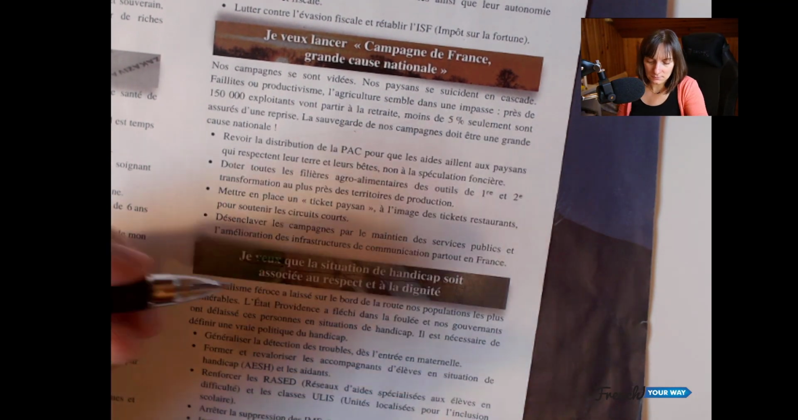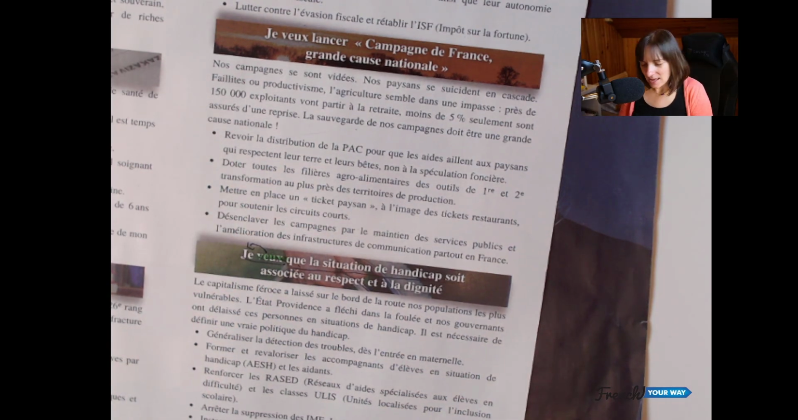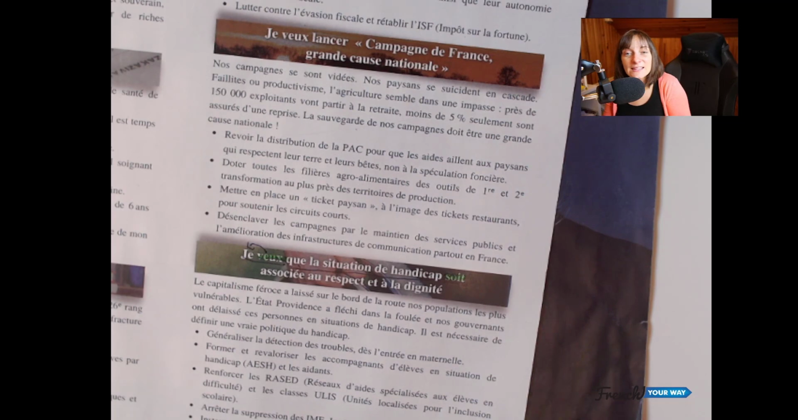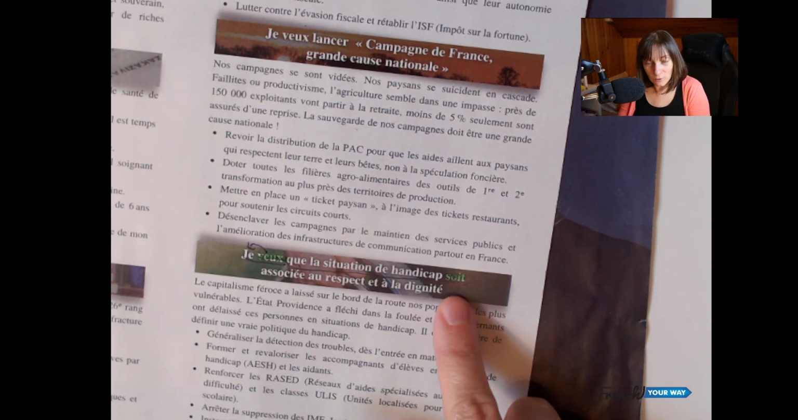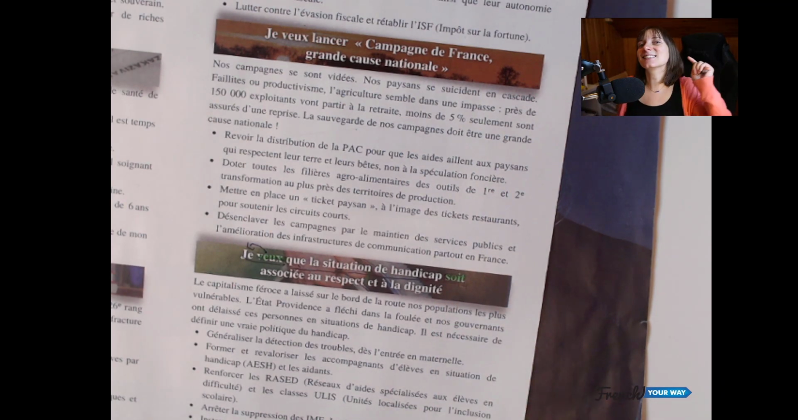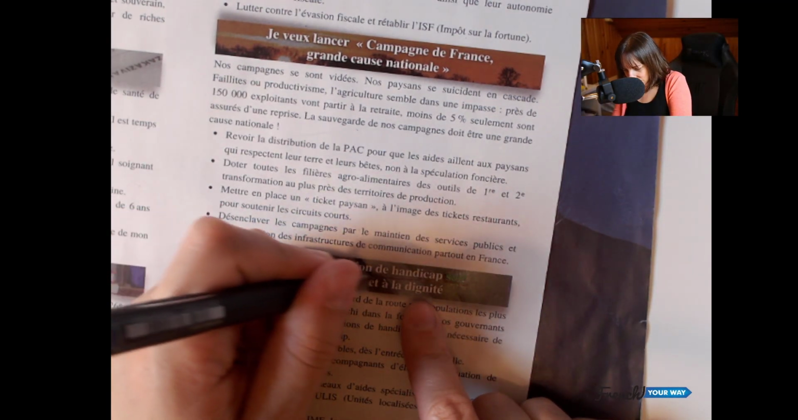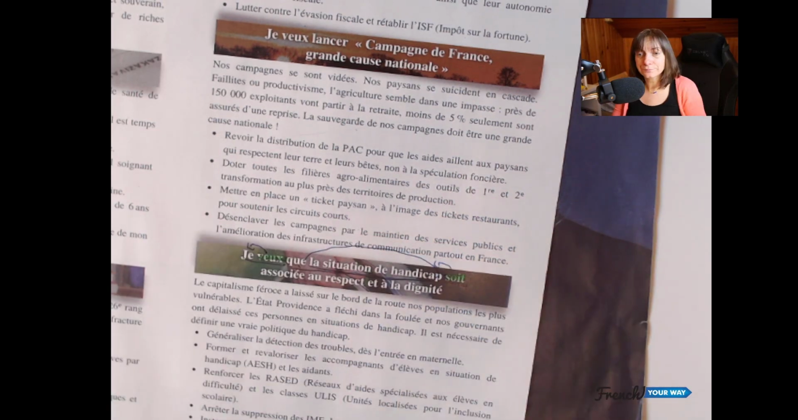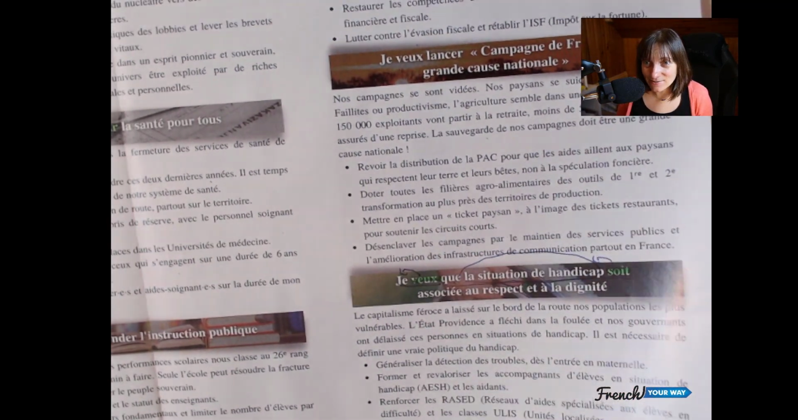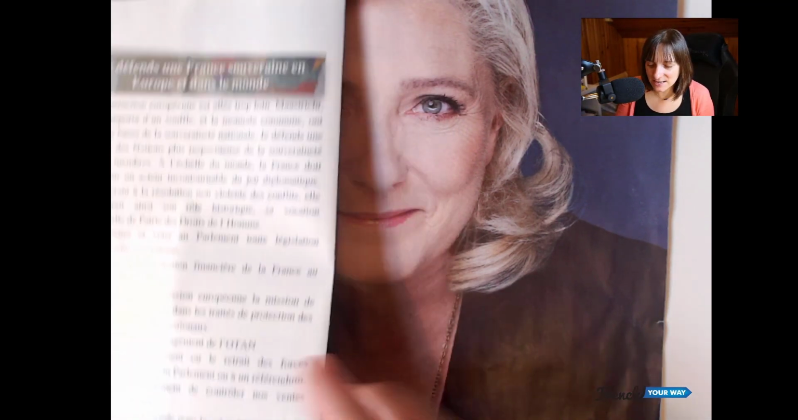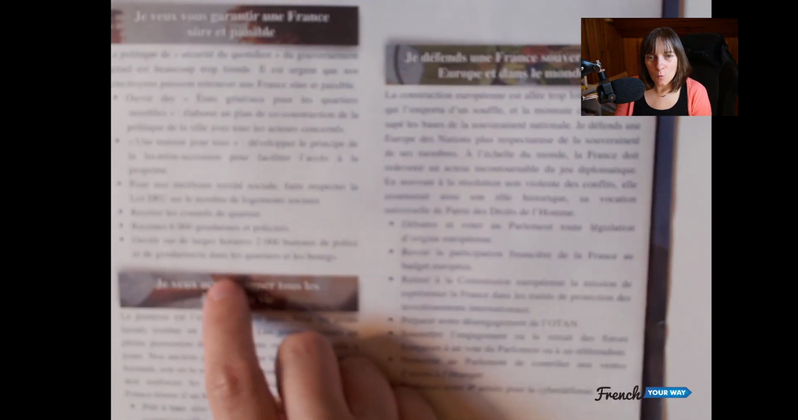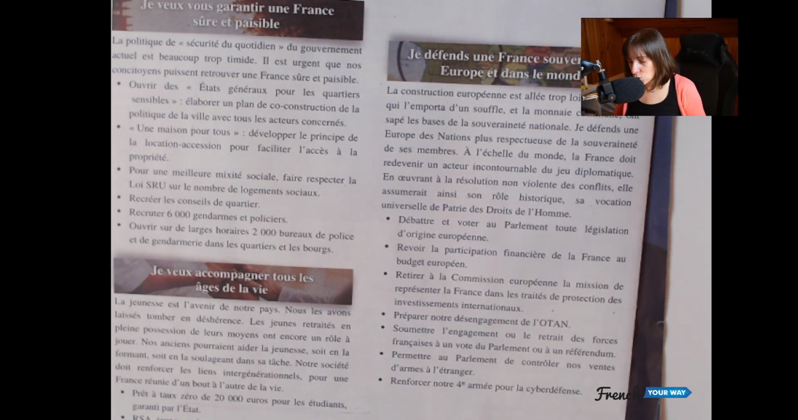Voilà. Donc, who's doing the action of vouloir? It's the candidate Jean Lassalle again. Je veux. And this is the verb être in the subjunctive form because the subject of the second verb is not je. It's not je veux être. C'est je veux que la situation de handicap soit. This is the subject of the second verb. So this is typically the use of the subjunctive. So subjunctive when you have two different subjects, or infinitive when you have one subject for the two verbs. That's what I wanted to show you here. I hope I was clear.